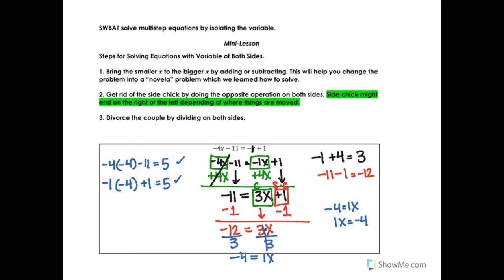And remember, if you can figure out who the smaller couple is, if you can figure out if negative 4 is smaller than negative 1 or vice versa, just pick one and bring one to the other. Either way that you begin solving the equation will be correct as long as you are using your inverse operations.